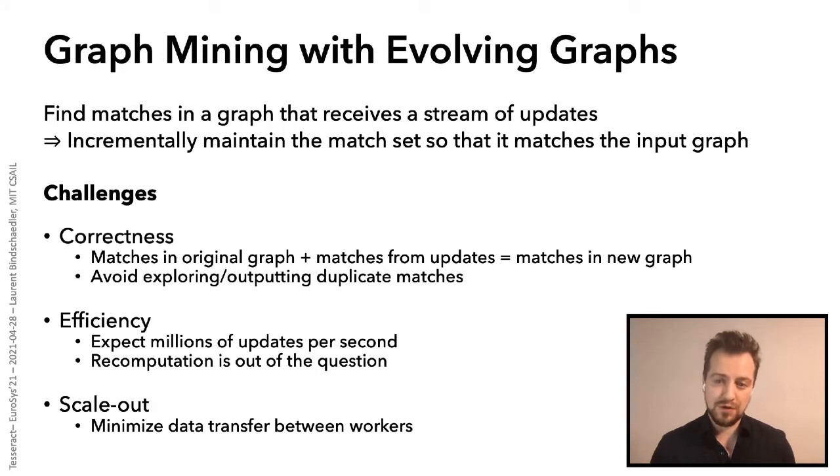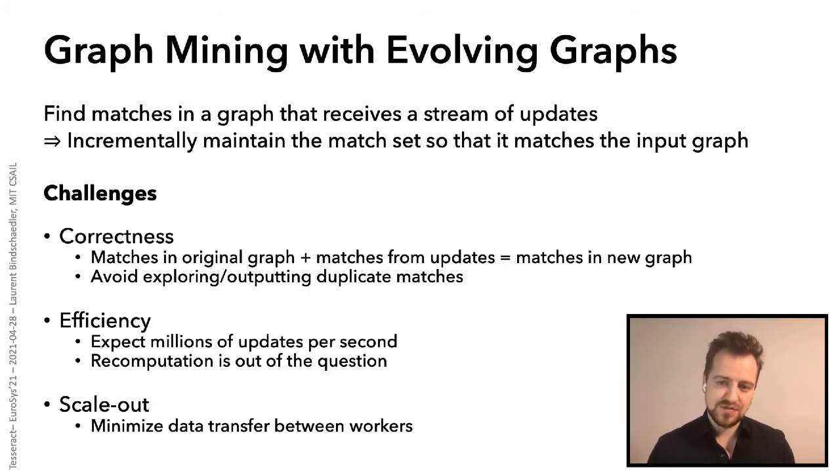In this paper, however, we're going to talk about graph mining in the different context of evolving graphs. That is, graphs that are updated over time. So our goal is going to be to find the matches in an evolving graph that receives a stream of updates that changes its structure. Specifically, we want to incrementally maintain the set of all matches so that it always reflects the new state of the graph.